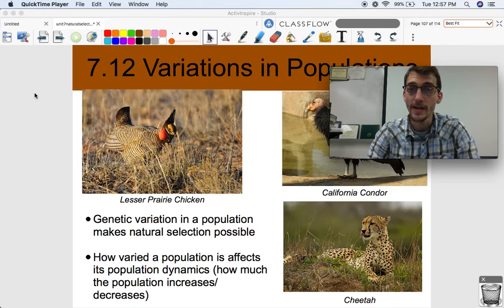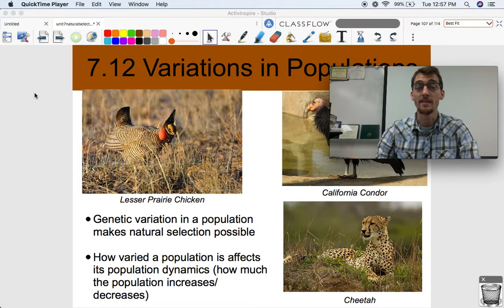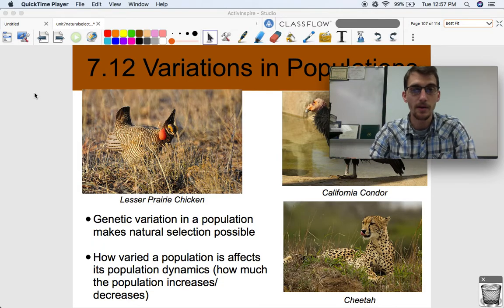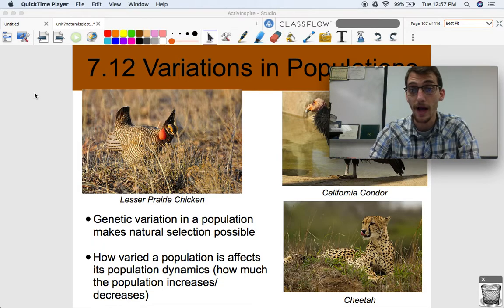One trait can't possibly be more advantageous than other traits if everybody's traits are exactly the same in a population. So in order for any kind of natural selection to exist, where the environment selects the traits that are good enough to survive and reproduce and pass down that trait to the next generation, there needs to be differences in traits and thus genetic variation.